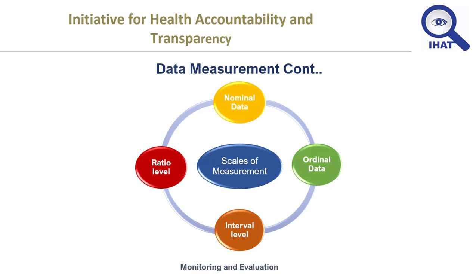The interval level: numbers have order like ordinal, but there are also equal intervals between adjacent categories. Example, temperature in degree Fahrenheit. The difference between 70 degree and 71 degree is the same as between 45 and 46 degrees.